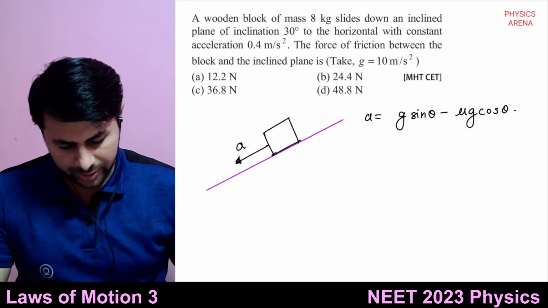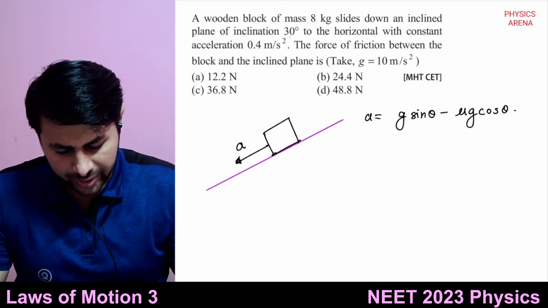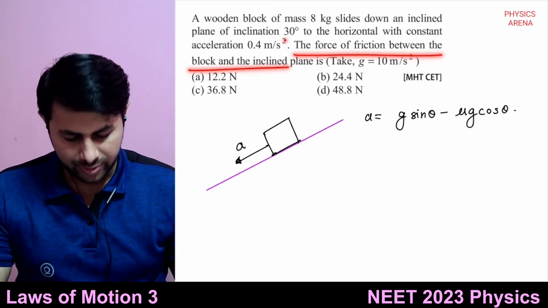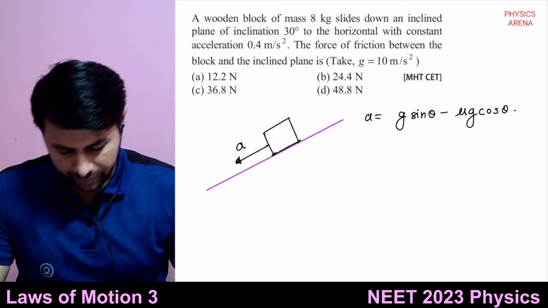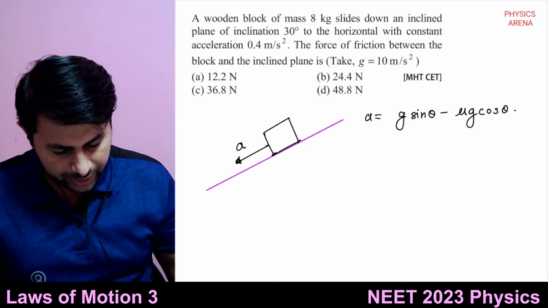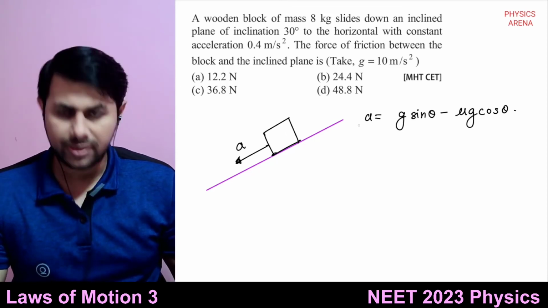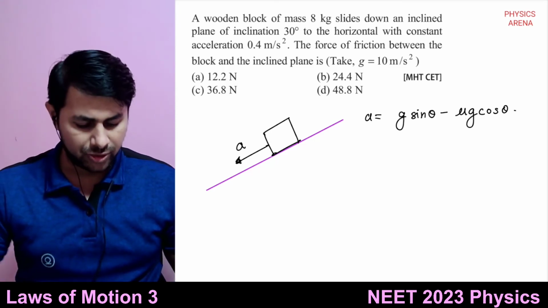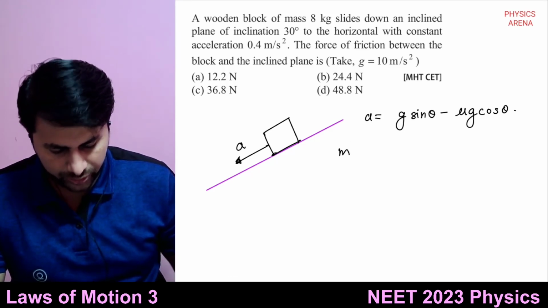Okay, so this is given, it's 0.4, and then its mass is given. So inclination is given, that means theta is given. So the force of friction we have to find out. Okay, so from here we'll get value of mu, right? All right, so here we want to find out force of friction, right? So let's multiply this with m. Or there is no need to find out mu also.